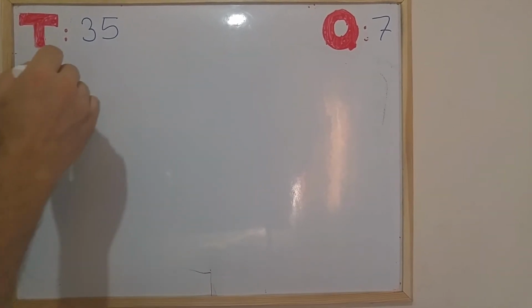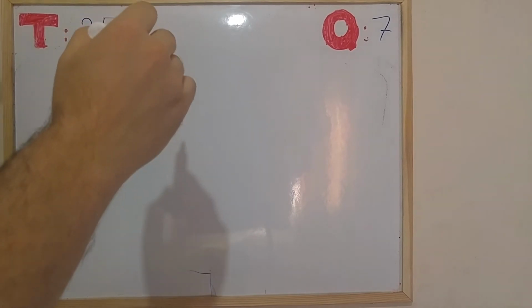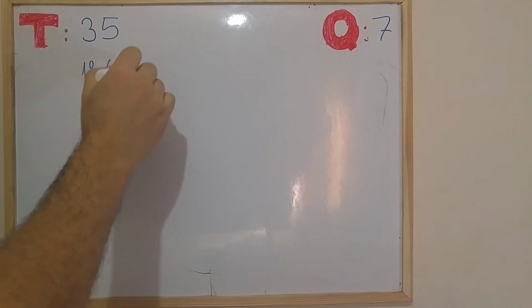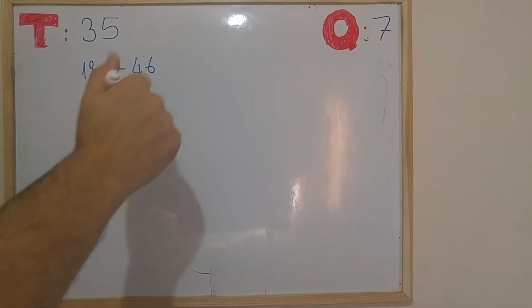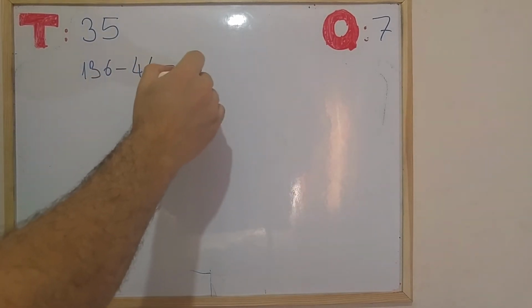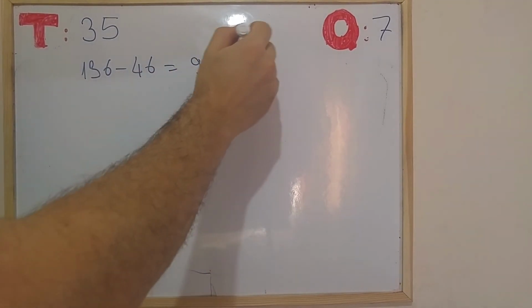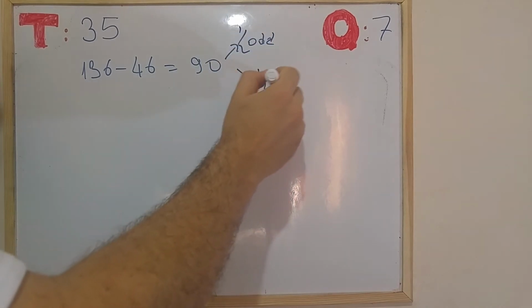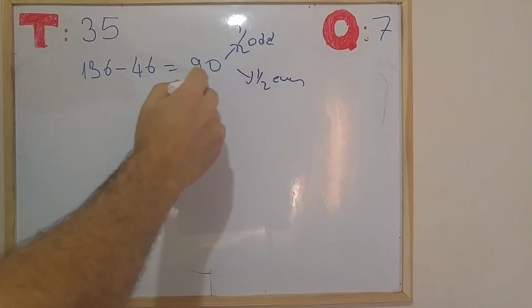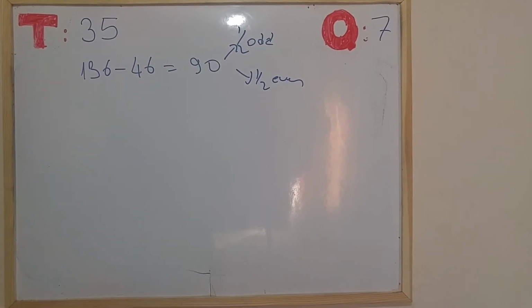There are this many numbers: 136 minus 46 numbers between these two numbers, which is equal to 90, of which half will be odd and the other half will be even. So when I divide 90 by 2, I'm going to have 45.